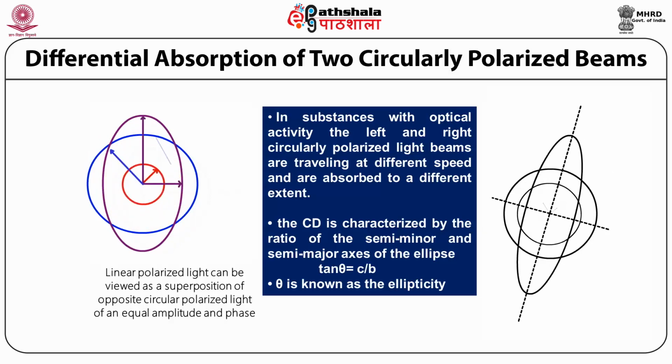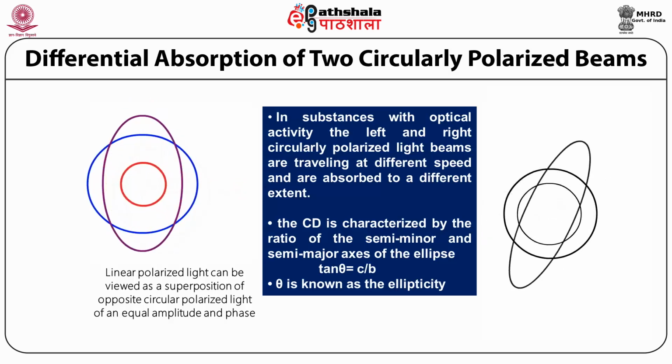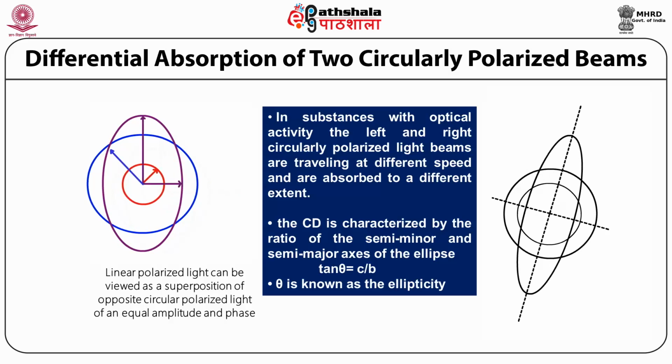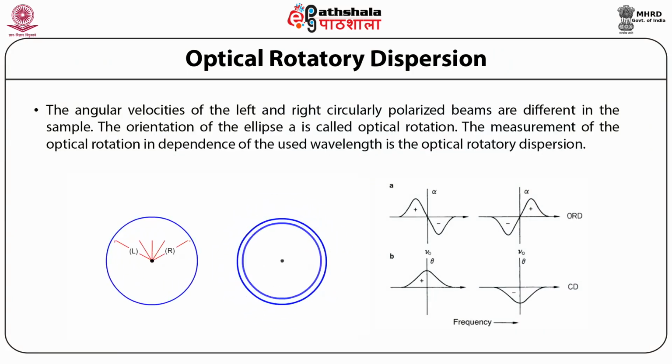The CD is characterized by the ratio of the semi-minor and semi-major axes of the ellipse, which is given in the form of tan theta. It equals C by B as shown in the figure here, and theta is known as the ellipticity.